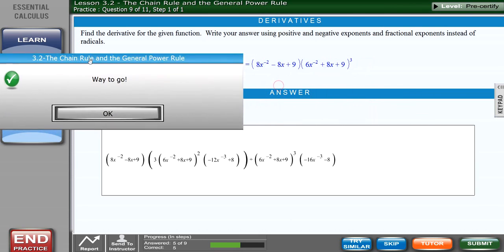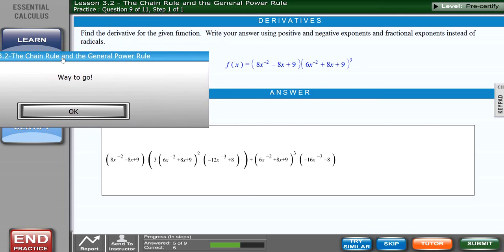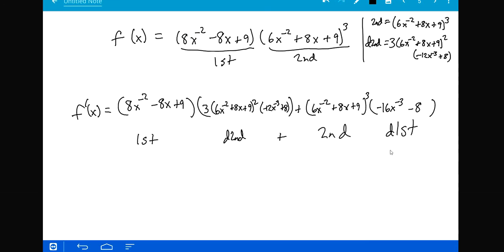There it is. And that's how you do the derivatives.